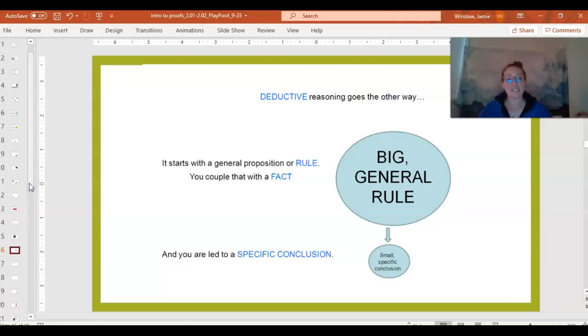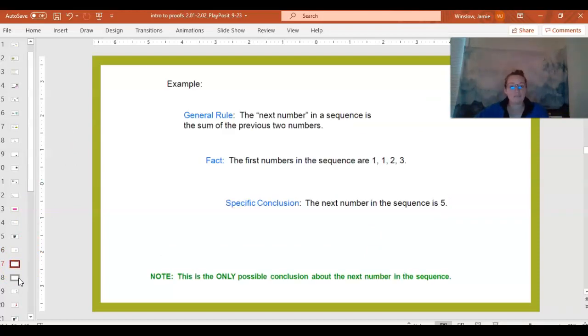So deductive reasoning goes the other way. You start with a big general rule, and then that will lead you to a specific conclusion. Let's look at some examples. Here's the general rule. So this time I give you the general rule and say the next number in the sequence is the sum of the previous 2. So you can use that general rule and you can fill out the sequence. Oh, then the next number must be 5. This is the only possible conclusion for the next number because the general rule has already been stated.